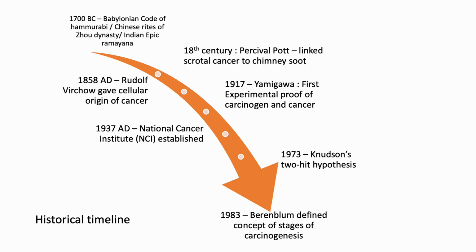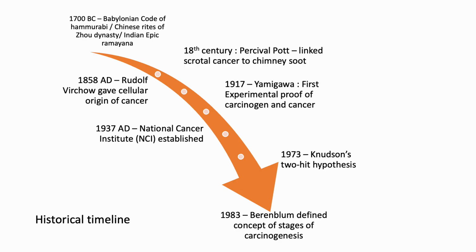In 1858, Rudolf Virchow gave the cellular origin of cancer. In 1917, Yamagiwa et al. from Japan first did the experimental proof leading from a carcinogen to cancer, the paper of which I'll present in the next slide. In 1937, NCI was established, which helped in boosting research and a robust framework for the treatment of cancer. And in 1973, Knudson gave the two-hit hypothesis.